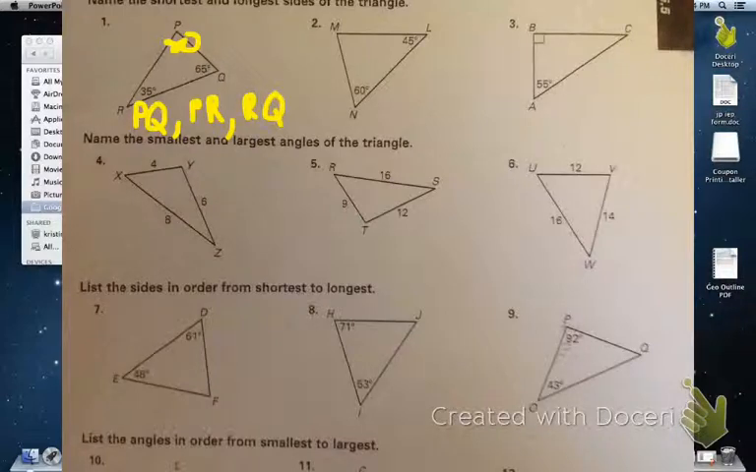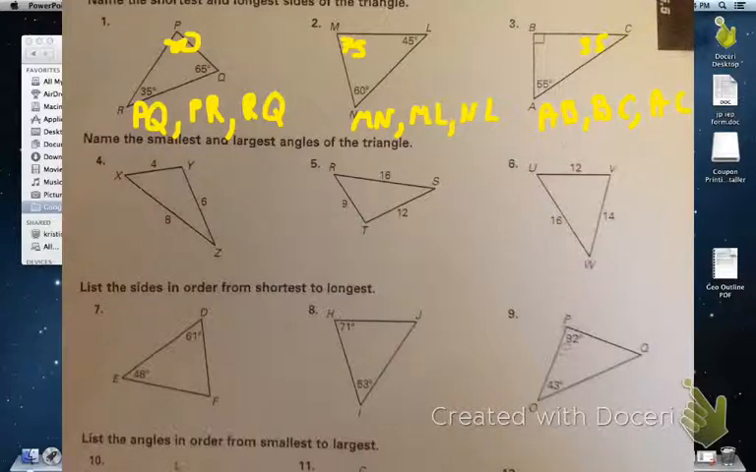For number 2, angle M is 75. Putting those in order, the smallest is MN, followed by ML, and the largest is NL. In problem number 3, angle C is 35. So putting those in order, AB is the smallest, BC is next, and the largest is AC.